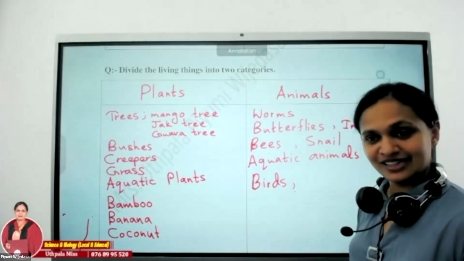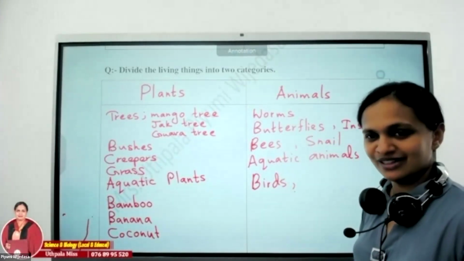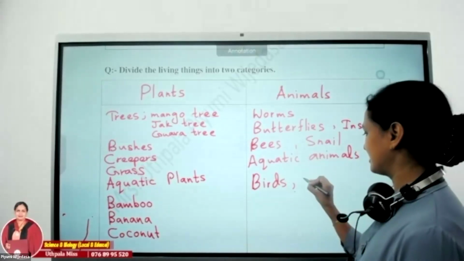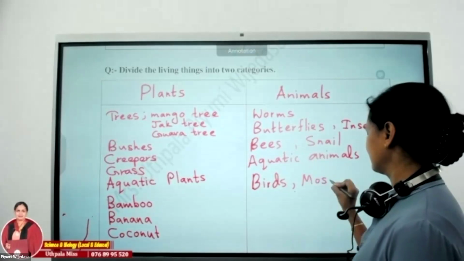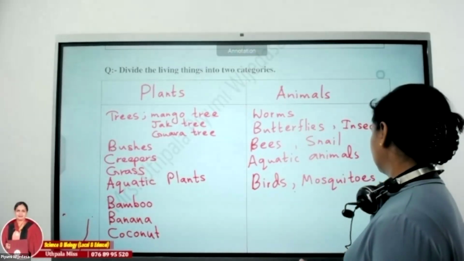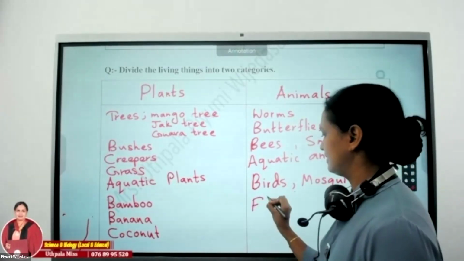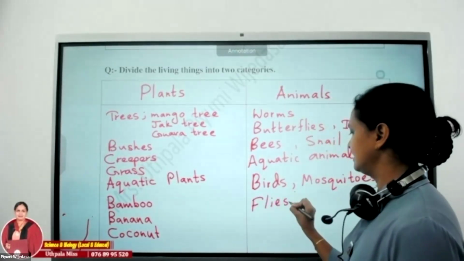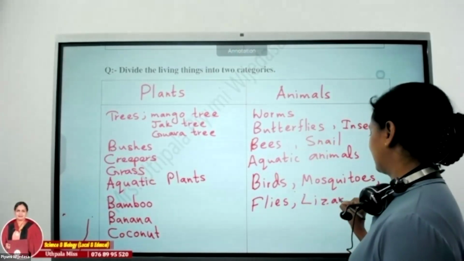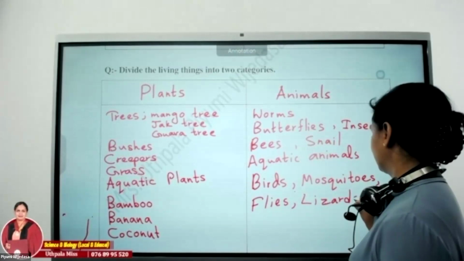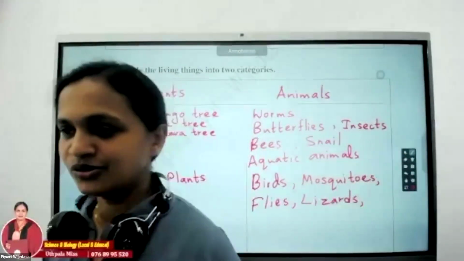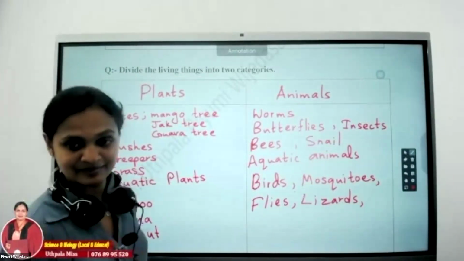Okay, in some of the school gardens they may be available. Mosquitoes, flies. Then there are lizards. There may be geckos.